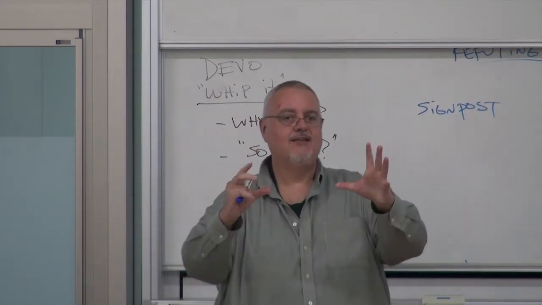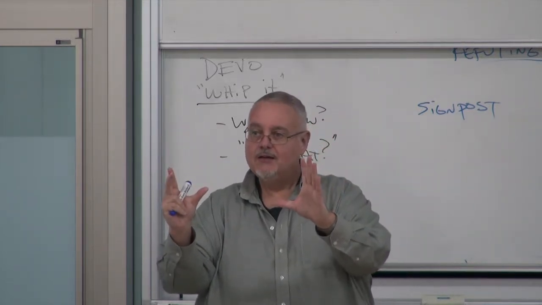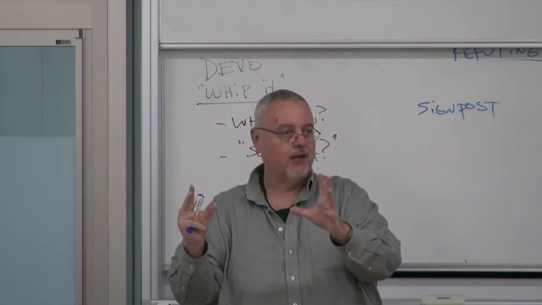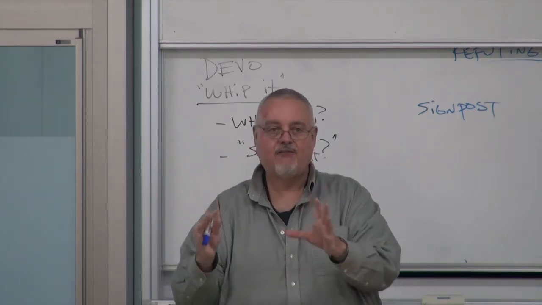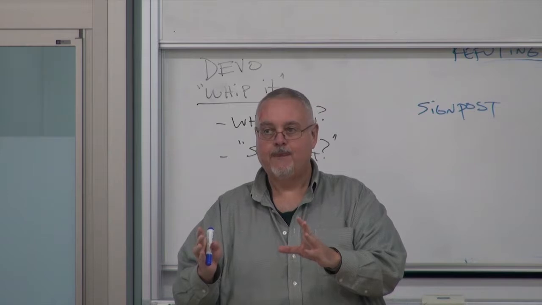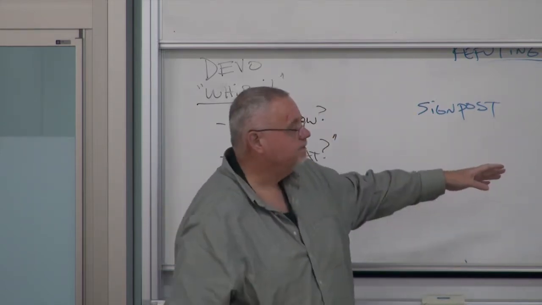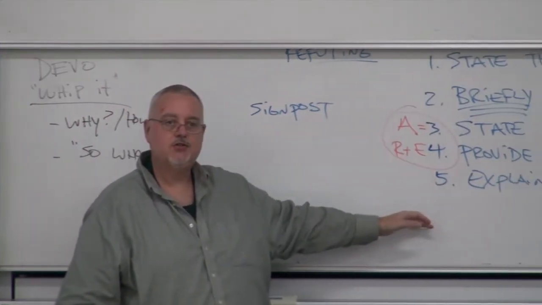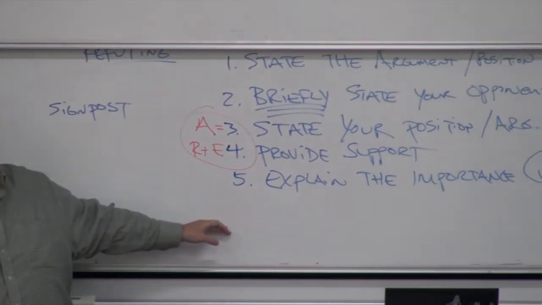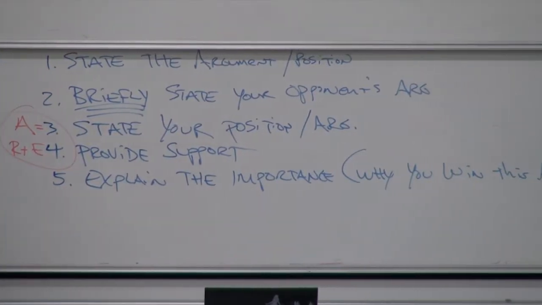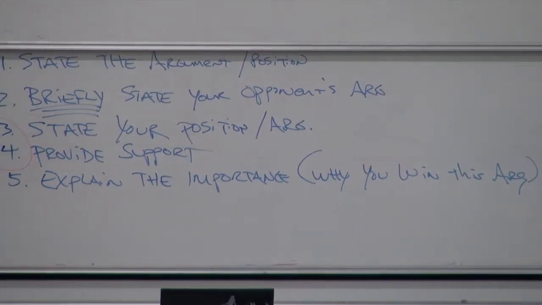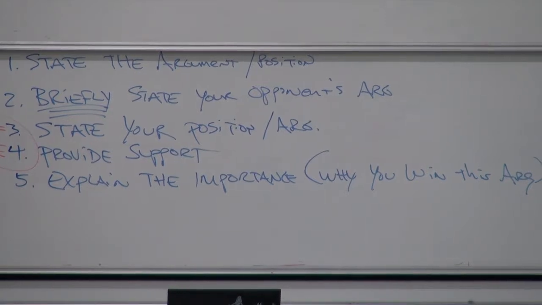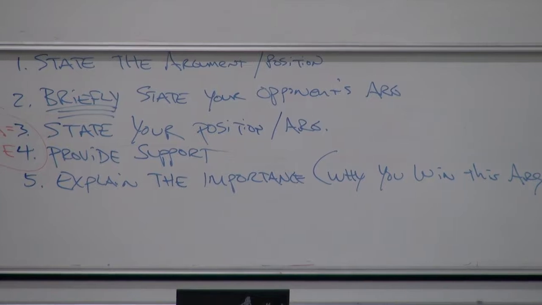You want to create the reality. This is why those vision statements are so important again. You want to create that reality for the judge that gives you a 90% or 95% chance of winning. And this is how you do it. So this is the process that you should use when refuting an argument. State the position. Briefly state their argument, then state your argument, then support it, and then answer the so what question. Make sense? All right.